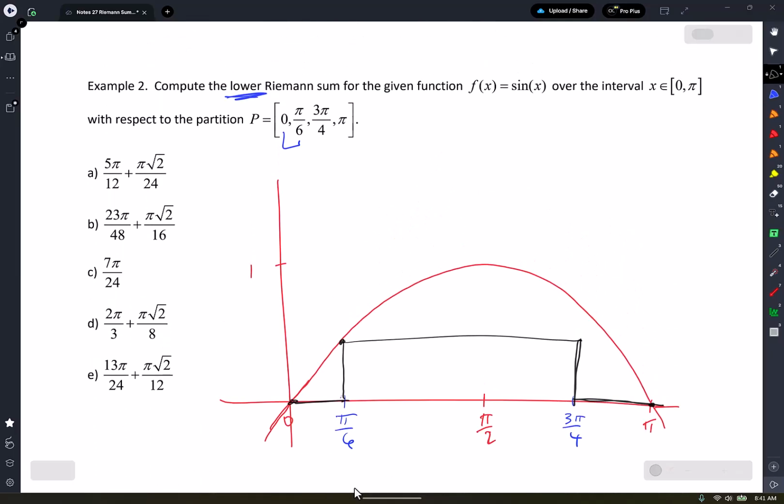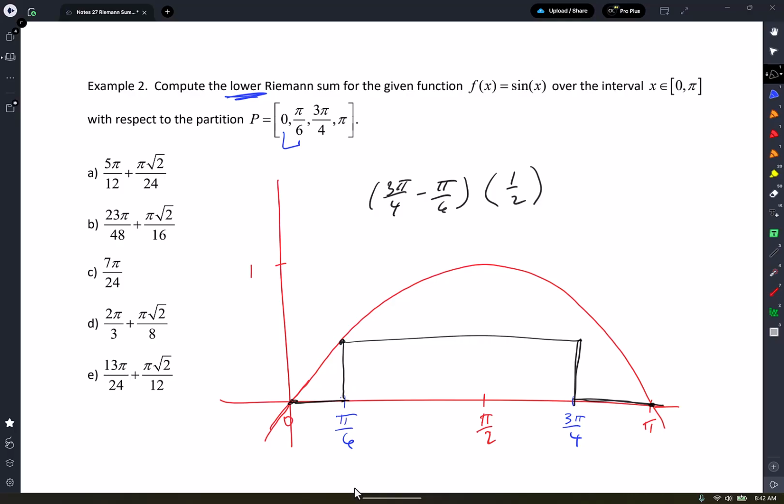Let's figure out the area of that rectangle. I'm going to go slow, don't worry. The other ones are 0, yep. So all I'm doing is width times height. That's all I'm doing. So the width, whatever 3 pi over 4 minus pi over 6 is, times the height. What is sine of pi over 6? Sine is a half. There you go.